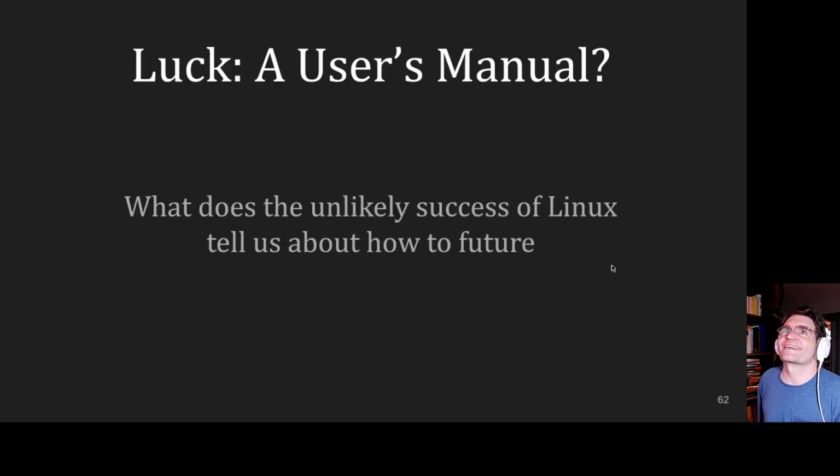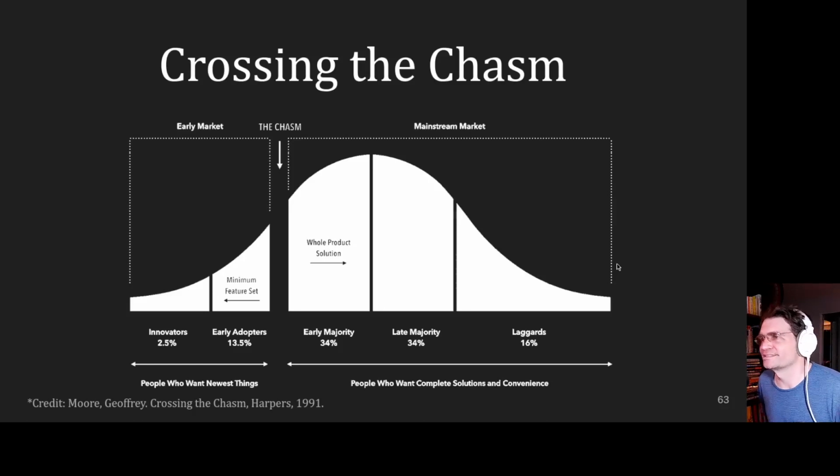So we're going to go to: what does the unlikely success of Linux tell us about the future? There is something called Crossing the Chasm by Geoffrey Moore in 1991. This was for commercial products, saying that there's an early market, and then there's a chasm, and then there's a mainstream market afterward, and you have to jump over it. And there are many reasons for that.